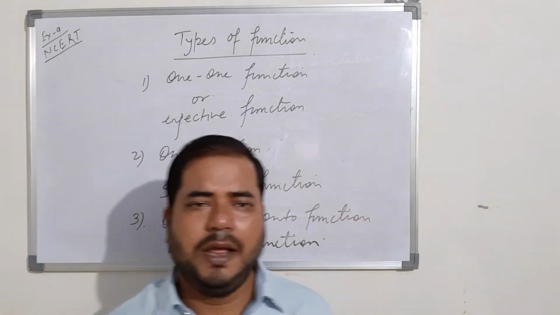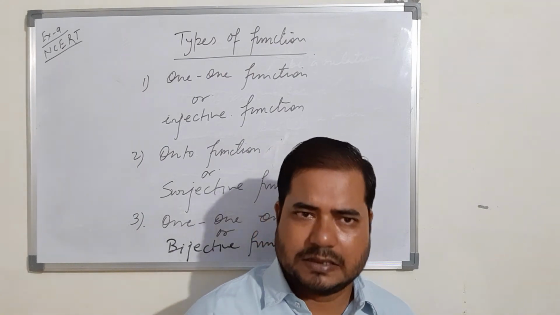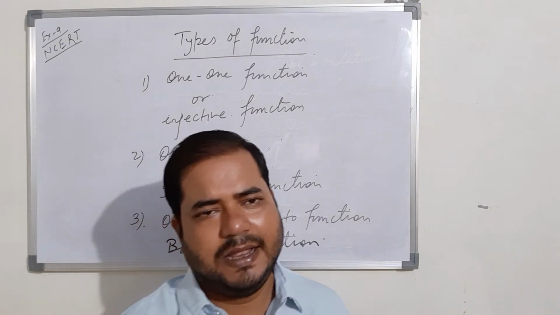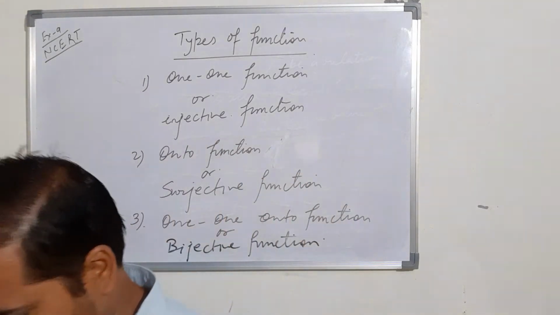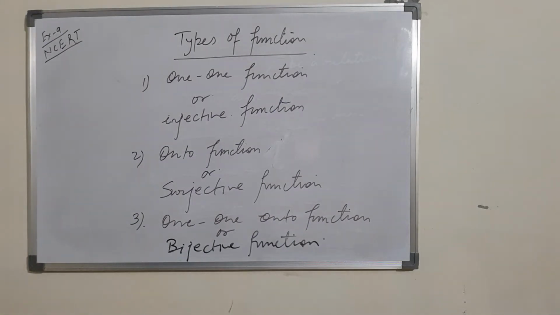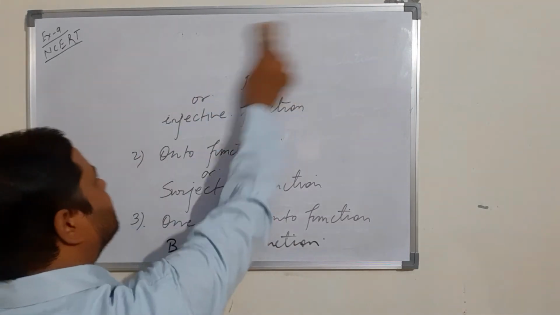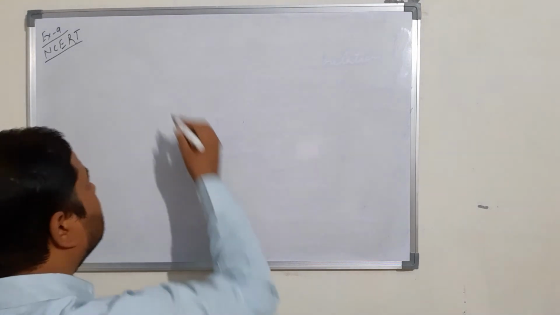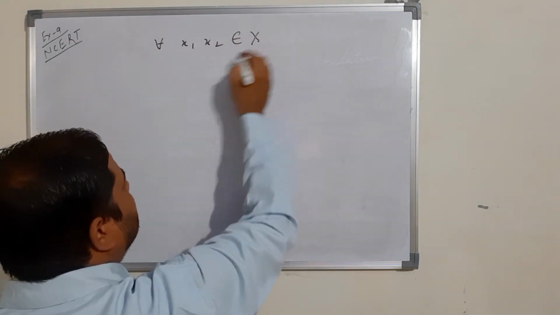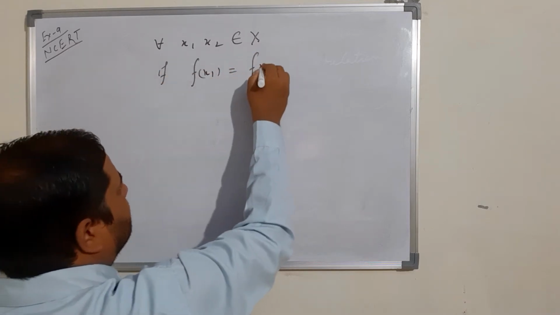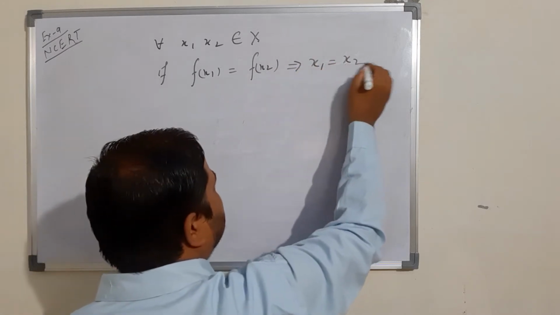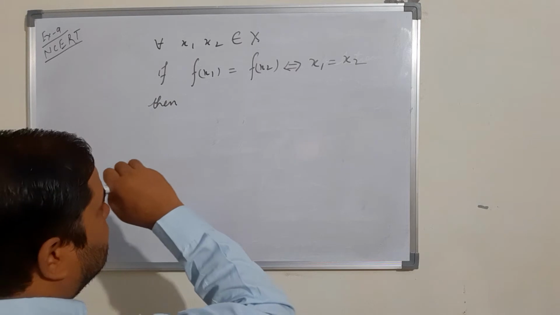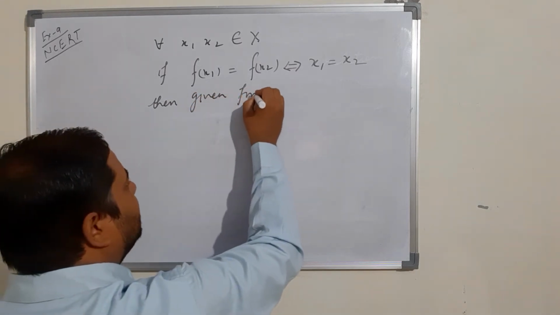What is one-one function? Actually, if for each x1, x2 belonging to X, we have f(x1) equal to f(x2), which implies x1 is equal to x2, then we can say the given function is one-one function. So let us see the definition. In one-one function, for each x1, x2 belonging to X, if f(x1) is equal to f(x2), which implies x1 is equal to x2, then we can say the given function is one-one.